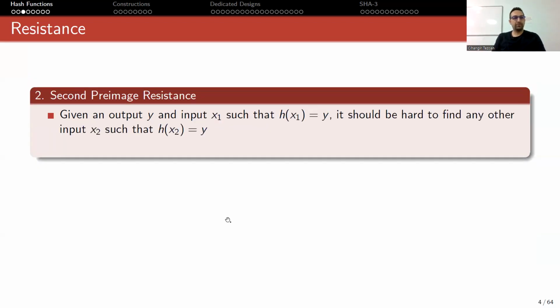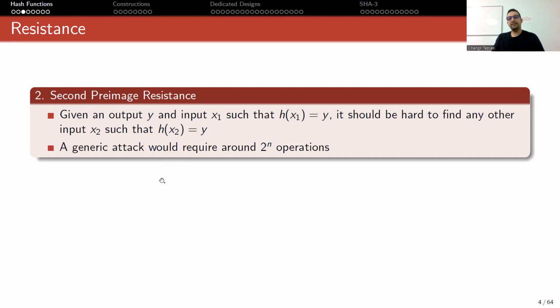Let's move on to the second property, second pre-image resistance. Given an output y and an input x1 such that h(x1) equals y, it should be hard to find any other input x2 such that h(x2) equals y. This is why we call it second pre-image resistance: we already know a pre-image x1 that gives this output, and now your aim is to find a second one. Of course, x2 should be different than x1.